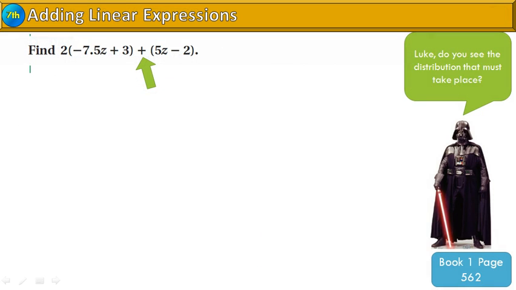From last week, we took a look at this problem: 2 times the quantity of negative 7.5z plus 3 plus the quantity 5z minus 2. Every time I say the word quantity, it is referring to the group of expressions within the parentheses. We have to employ our distributive property because there are 2 of these negative 7.5z plus 3's. If we think about it mentally, 2 of these will result in negative 15z plus 6.